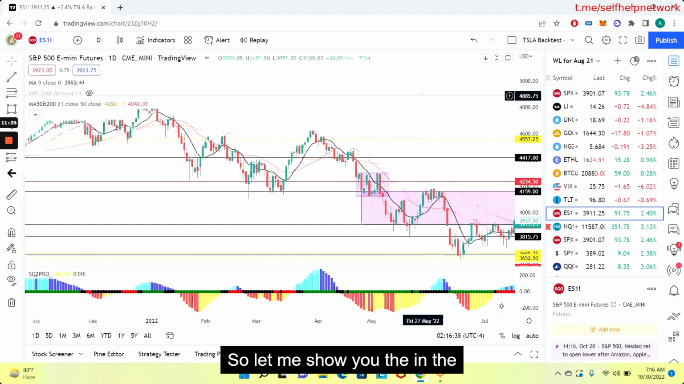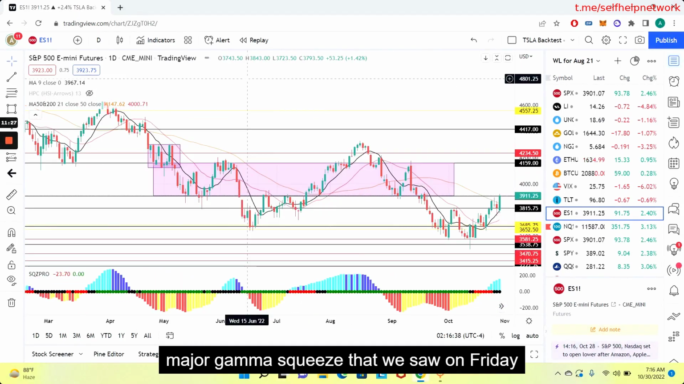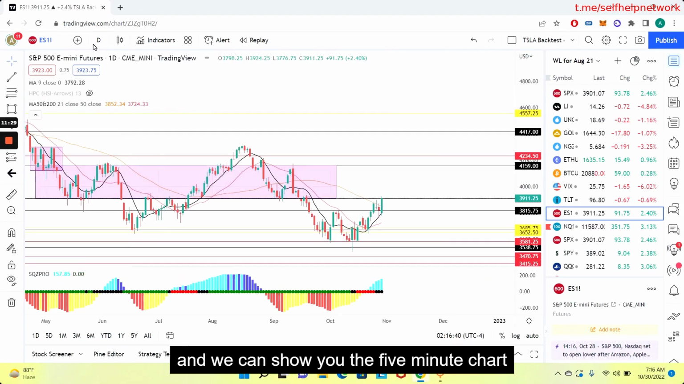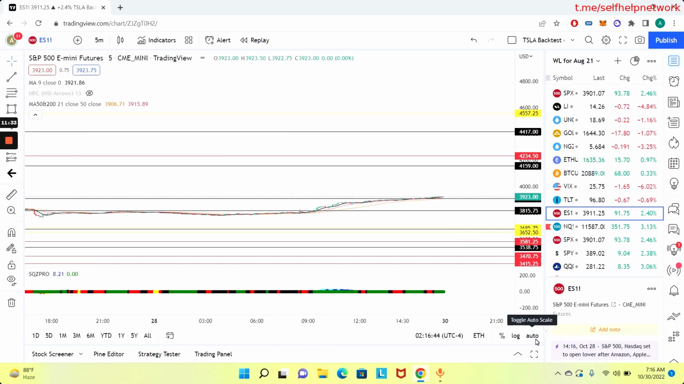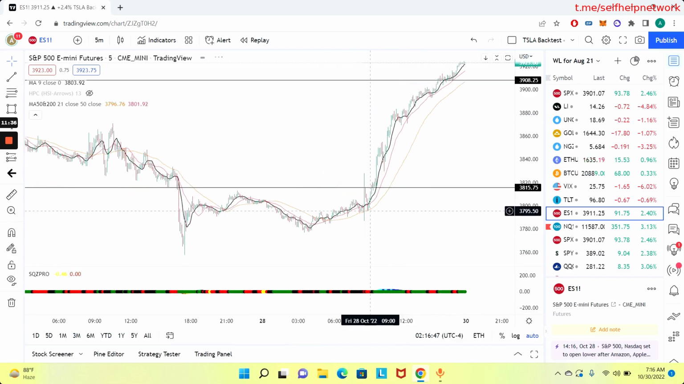So let me show you the major gamma squeeze that we saw on Friday, and I'll show you the 5-minute chart for how that played out.